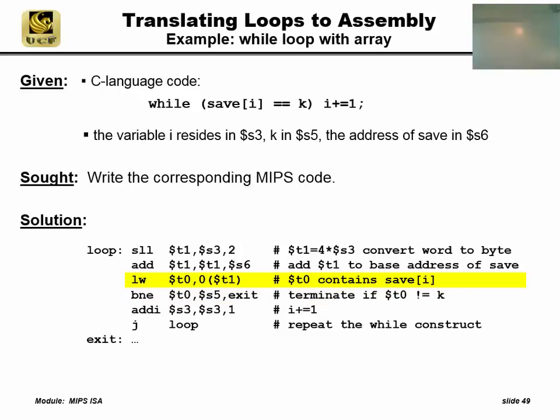If these two are not equal, what are these? Load meant I loaded the data from the memory into the processor. Compare it to S5, which was K. So this is save I. Compare with K. If it's not equal, time to quit. Otherwise, time to add, increment I, go back.